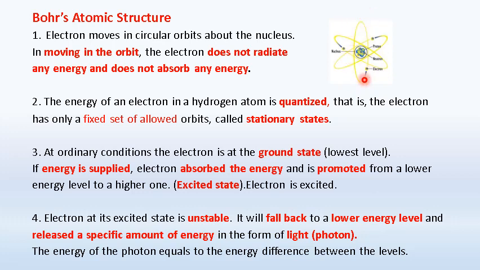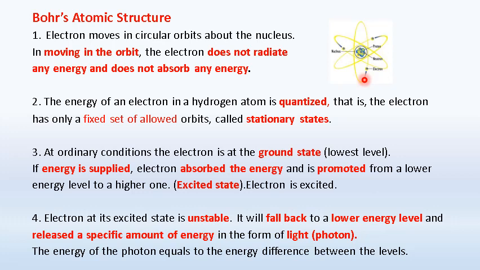Postulate 3, at ordinary condition, the electron is at ground state, lowest level. When energy is supplied, electron absorbs the energy and is promoted from a lower energy level to a higher one. So like Jack and Mark, after they're having their lunch, they have energy because food provides energy. So now they're excited and playing football at the field.